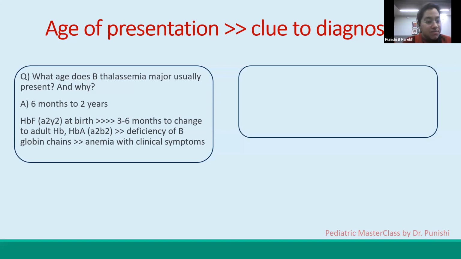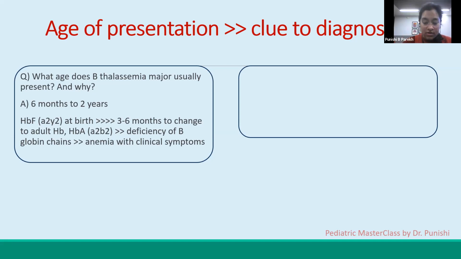And deficiency of these beta globin chains is what starts manifesting as anemia. You see clinical symptoms starting from 6 months to 2 years of age. So that is the usual age of presentation of thalassemia. And this is the reason why, because you don't see the transition from HbF to HbA because of the deficiency of beta globin chain. This is a question that has a high probability of being asked in your exam, as to what is the age of presentation and why is it so.